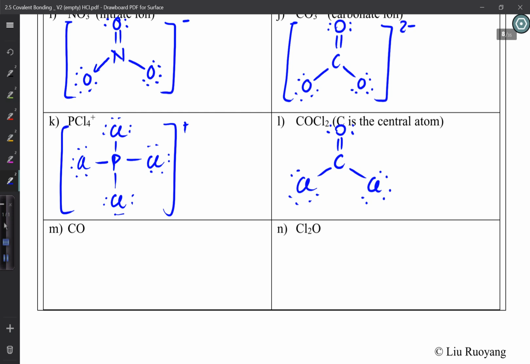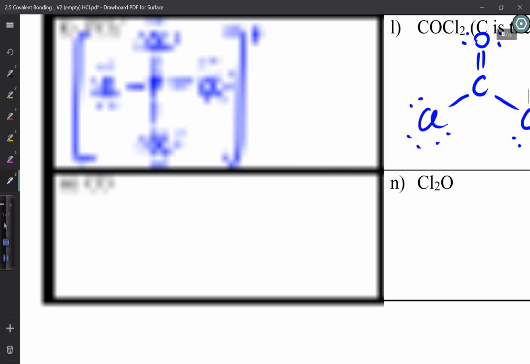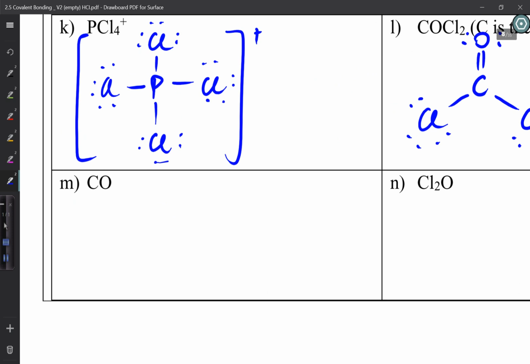I'll draw it. You know carbon monoxide definitely exists, right? But how come its structure is so difficult even though there are only 2 atoms? This is the easiest looking question, but it's the most difficult question of an exam. So how do you draw this?